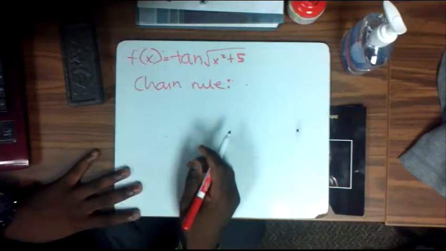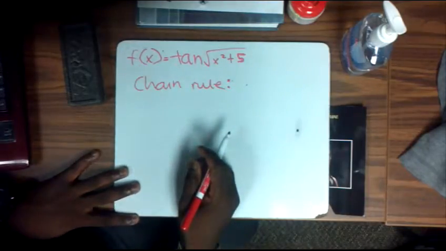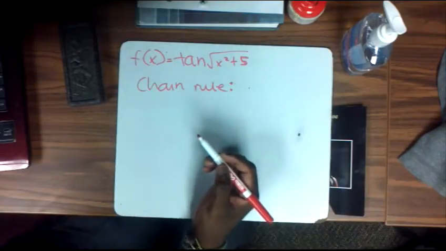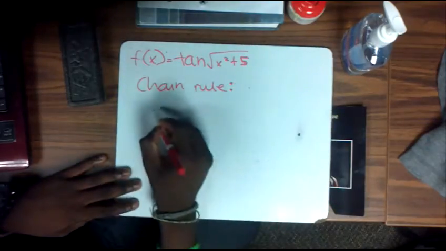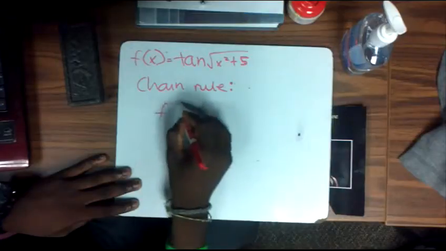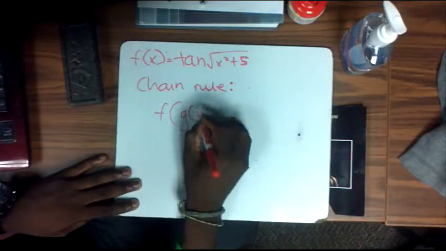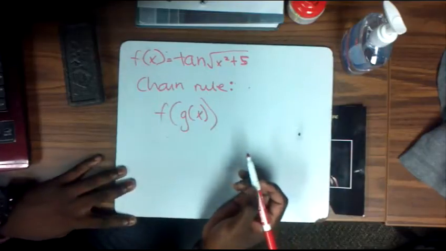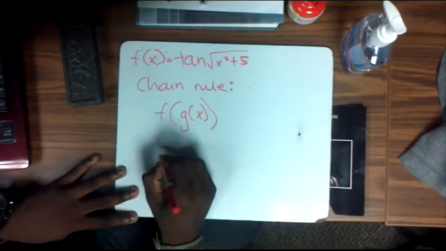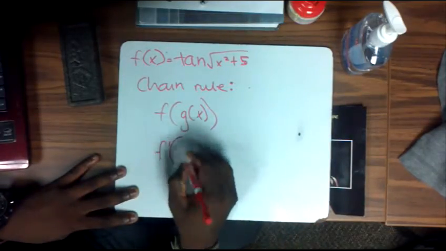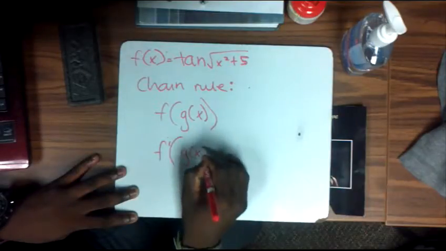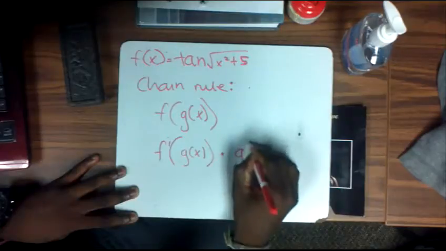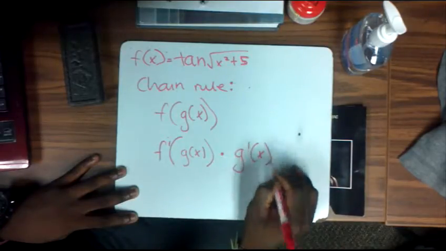The last problem we used product rule, but here we have to use the chain rule, and the chain rule basically just states that f of g of x, when you break it down, becomes f prime of g of x multiplied by g prime of x.